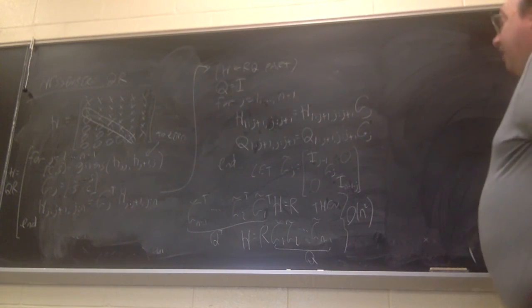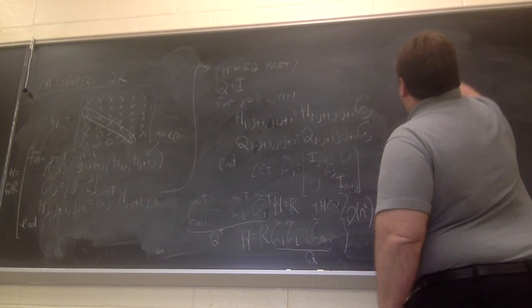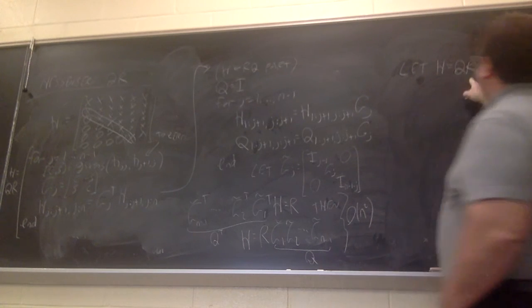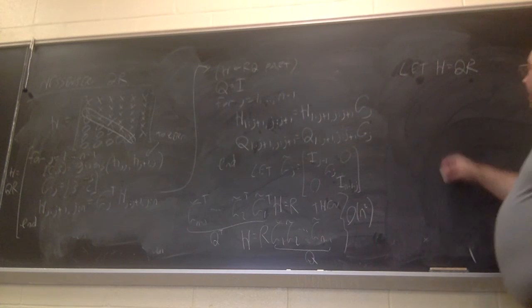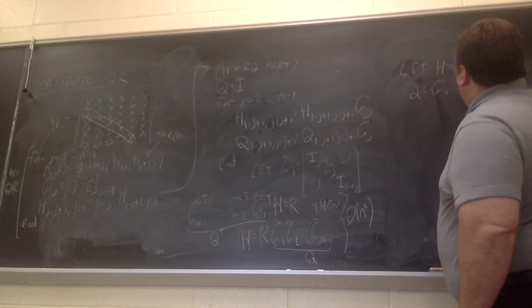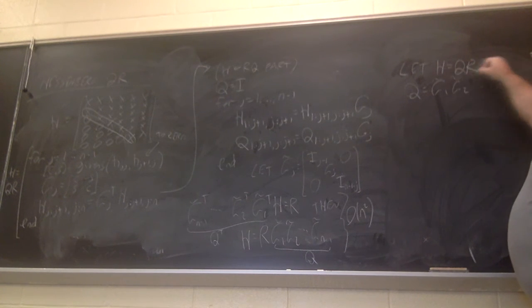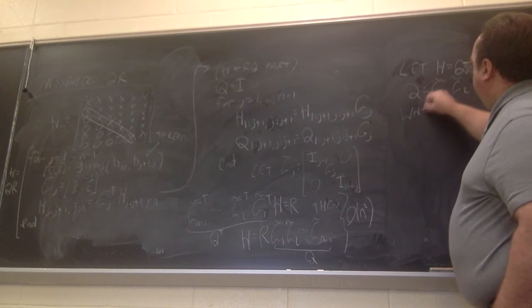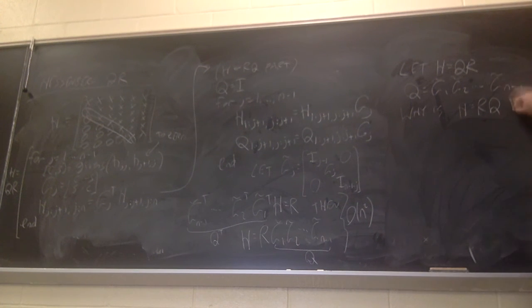So, let's suppose I've done this first part. I've computed the QR factorization of H. And Q is a product of Givens rotations. Now, why is my new H, which is equal to RQ, also Hessenberg? How do we know that?